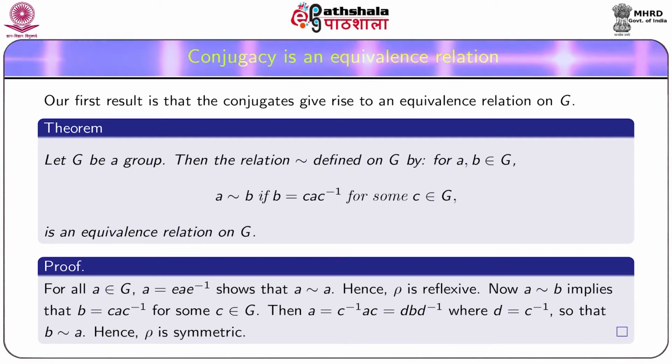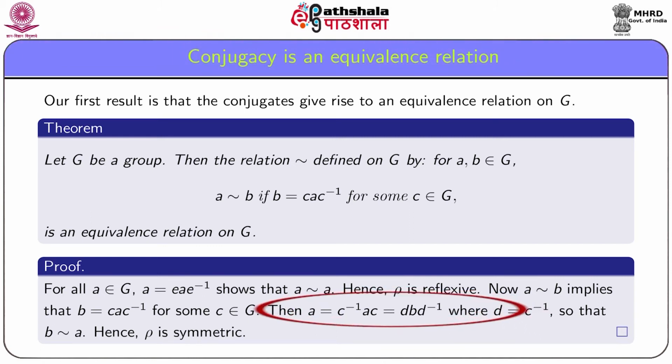Now, A rho B implies that B is equal to C A C inverse for some C in G. Then, A is equal to C inverse B C. If we denote C inverse by D, then A becomes D B D inverse, so that B becomes rho related with A, hence rho is symmetric.